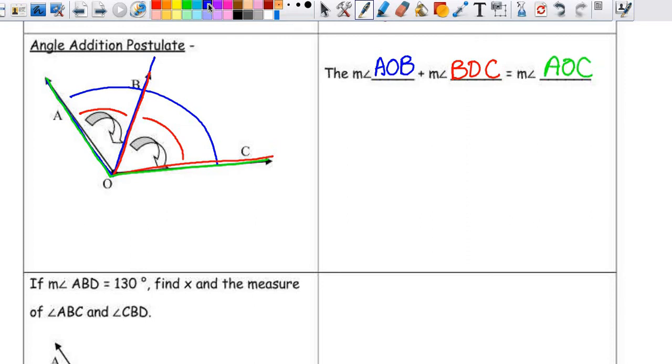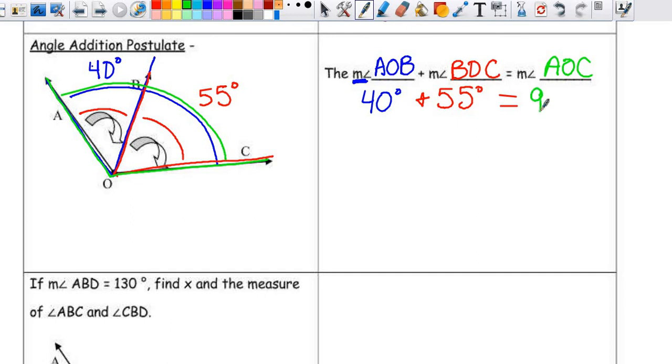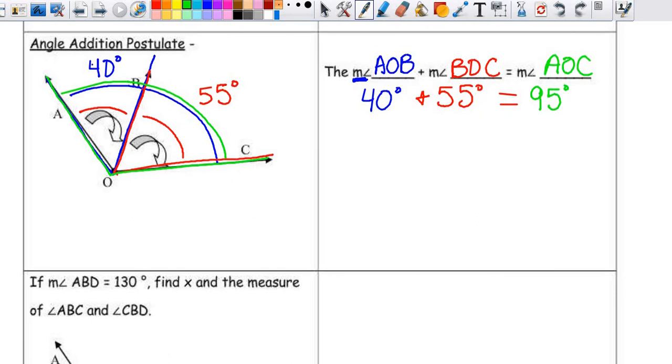So, for instance, if angle AOB was 40 degrees, let's put that there. This M here means measure of the angle. So we've got one part of it that is 40 degrees. Then we go on to angle BOC, and I say that is 55 degrees. Then I would add on 55 degrees, and how much should my whole angle be? Well, 95 degrees then. So you just add it up to total that whole angle.